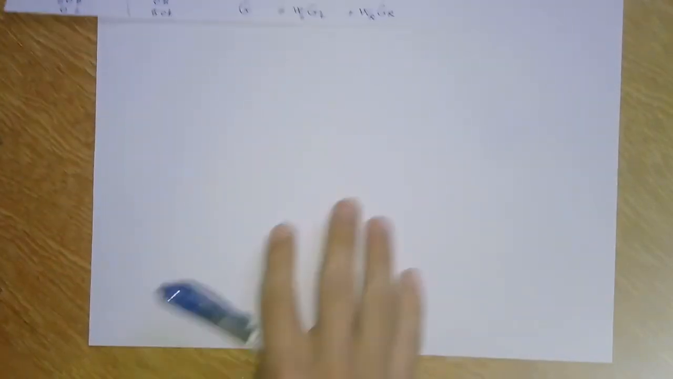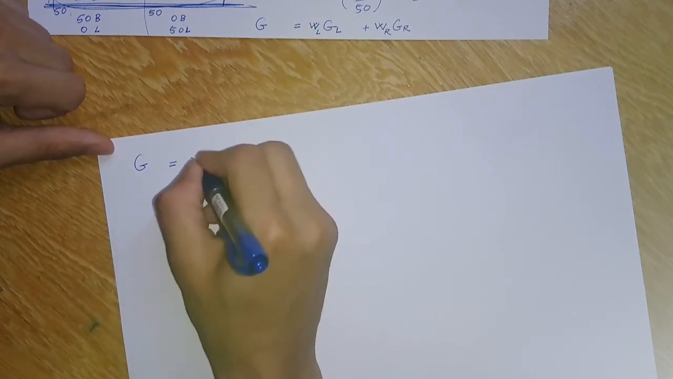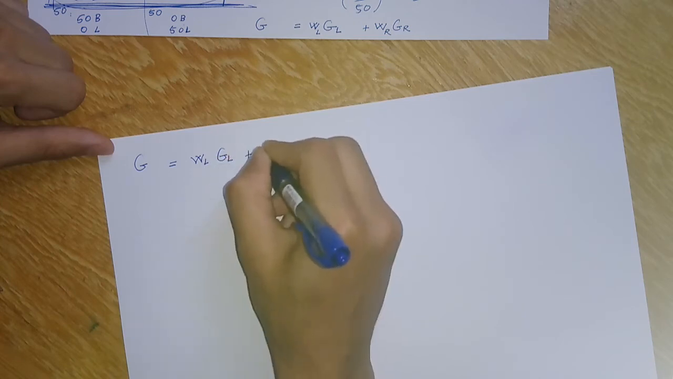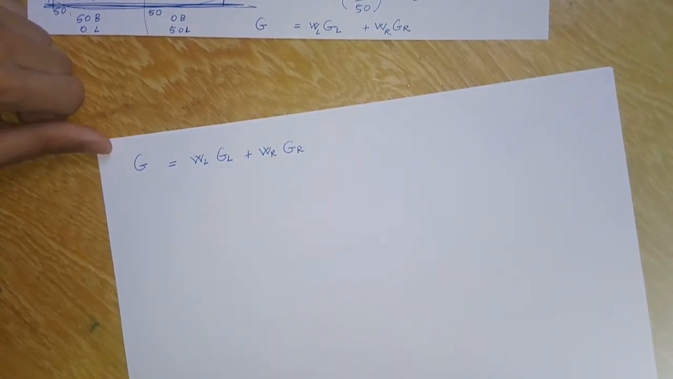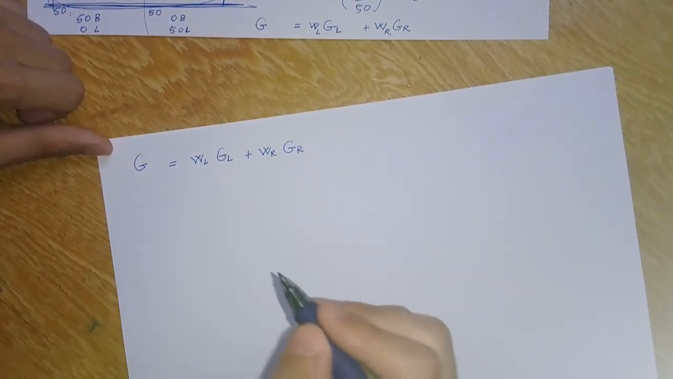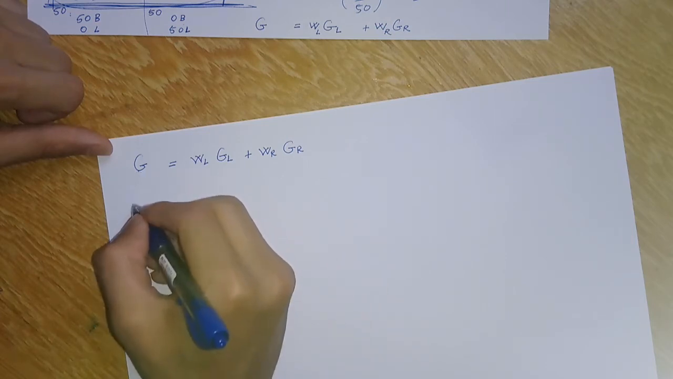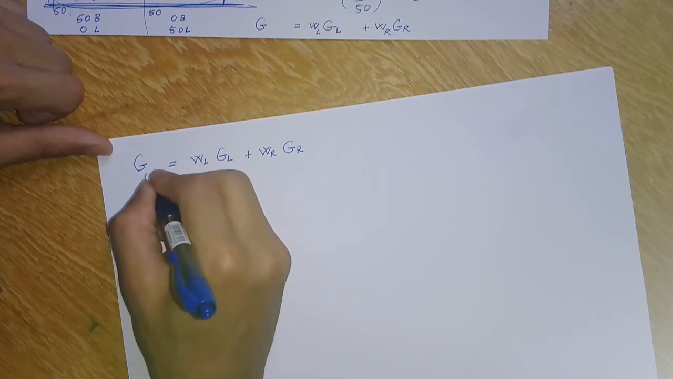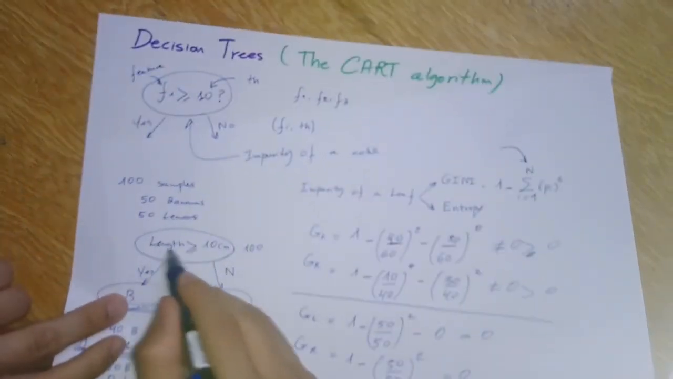Now let me write this again. The Gini impurity of a given node is equal to the weight of the left node multiplied by the Gini impurity of the left node plus the weight of the right node multiplied by the Gini impurity of the right node. And what you need to know here is that the Gini impurity of a given node depends upon two parameters. The first is the feature fi, and the second is the threshold. So in that case, the feature is the length and the threshold is 10.